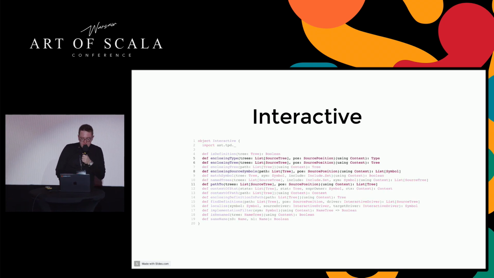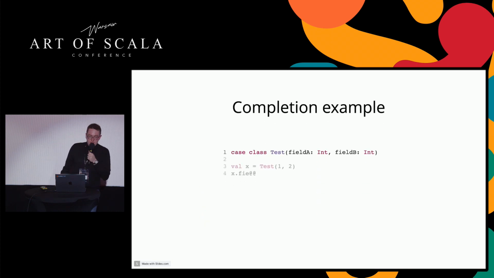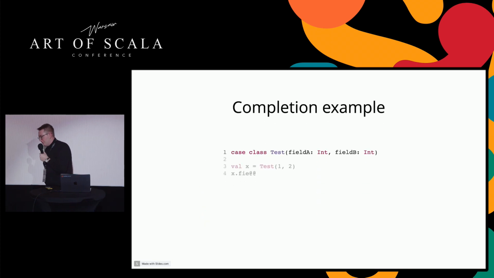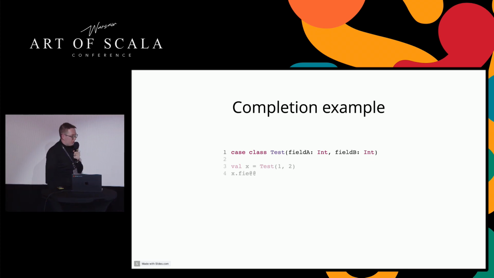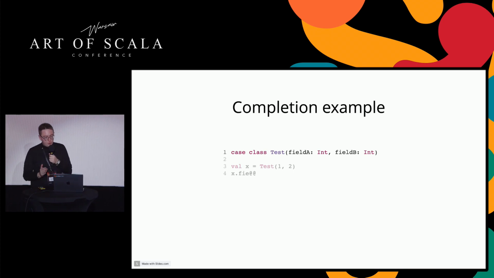So previously we used enclosing type, enclosing tree, enclosing source symbol, and path2. So let's now use those building blocks and go step by step through different compilers, like a debugger, and see how your completions are actually computed. So once again, we have this very simple snippet where we define a case class Test with field A and field B. And we instantiate it and assign it to x. And then we run the completions.